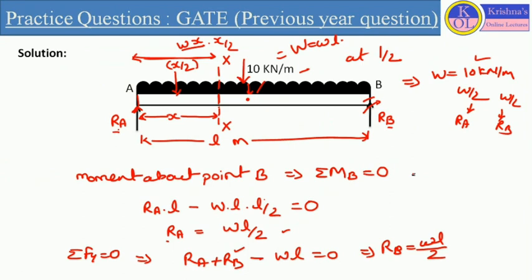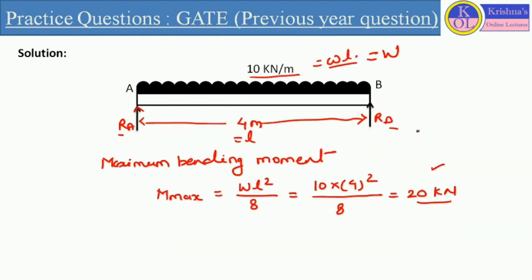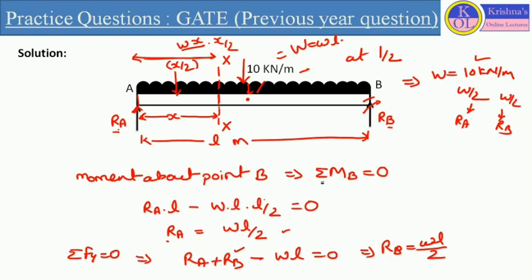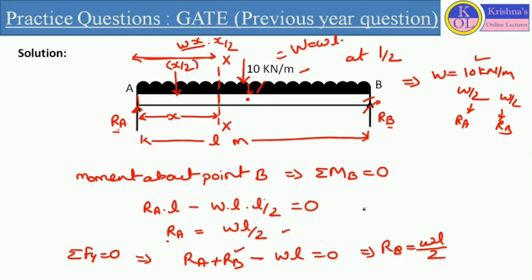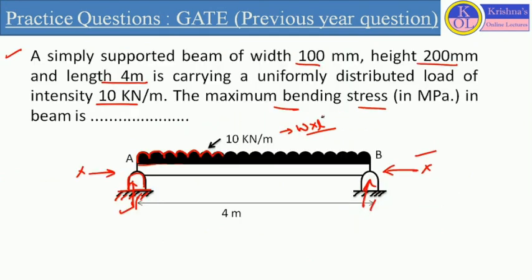Either you can remember the formula, which is better, because if you want to derive the formula with the help of this particular concept, it will be quite lengthy. So it's better to remember the formula. Now here we have the maximum bending moment. Now the question is, from this numerical, we have to define the maximum bending stress.